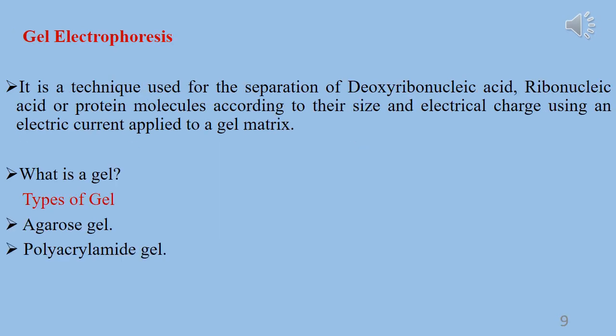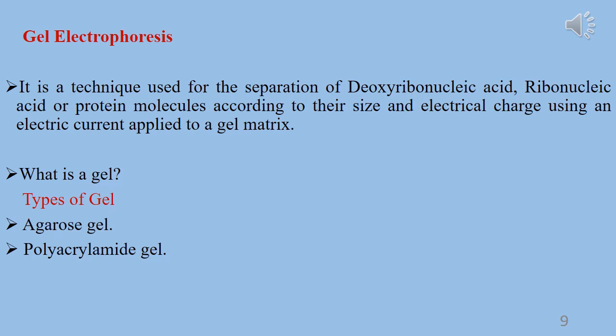Gel electrophoresis. Before starting gel electrophoresis, first we discuss what a gel is. Gel is a cross-linked polymer whose composition and porosity is chosen based on the specific weight and porosity of the target molecules. Gel electrophoresis is a technique used for the separation of DNA, RNA or protein molecules according to their size and electrical charge using an electric current applied to a gel matrix. Types of gel. There are two types of gels used in gel electrophoresis: agarose gel and polyacrylamide gel.